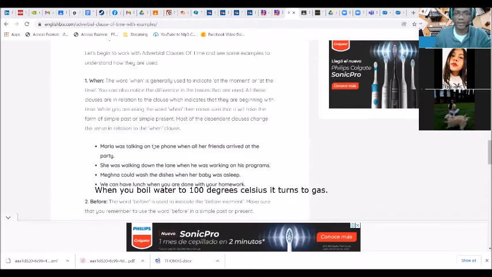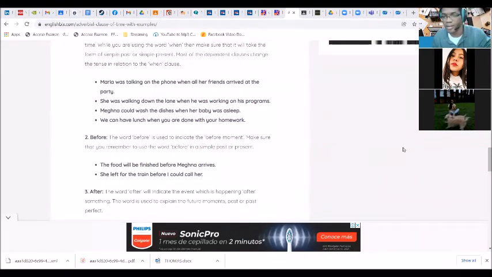All right. Another time expression we have is before, right? Help me there, Aurora. Before. The word before is used to indicate the before moment. Make sure that you remember to use the word before in a simple past or present. The food will be finished before Megan arrives. She left for the train before I could call her. All right. Before, like when, usually goes with simple past or present.